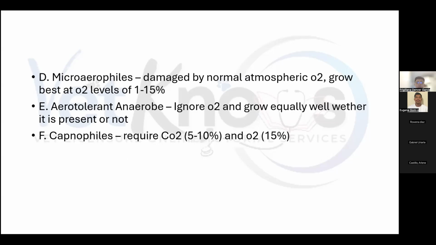The next, microaerophiles. They are damaged by normal atmospheric oxygen and grow at levels of 1 to 15%. Normal atmospheric oxygen, I think, is around 20%. So only 1 to 15% is the requirement here for certain microorganisms. Then capnophiles require carbon dioxide and oxygen to grow. I think a member of this would be Taylorella species.